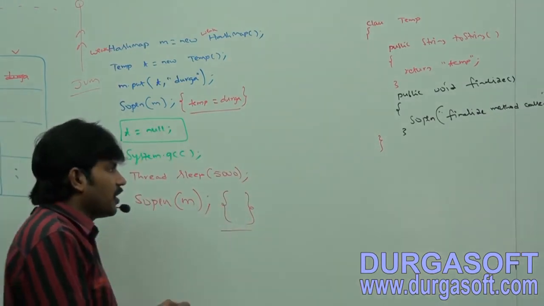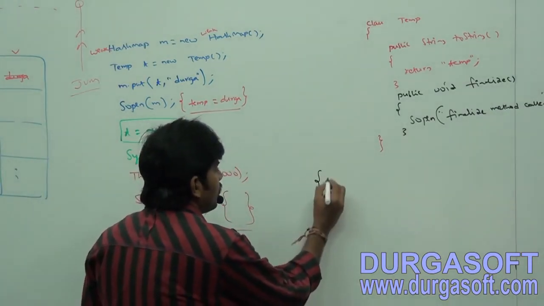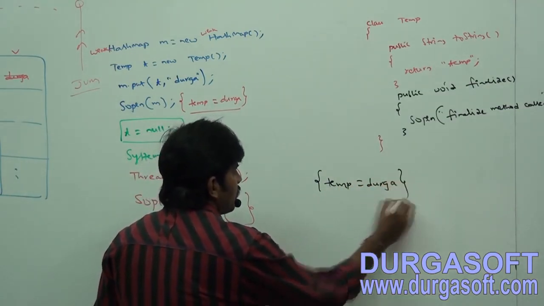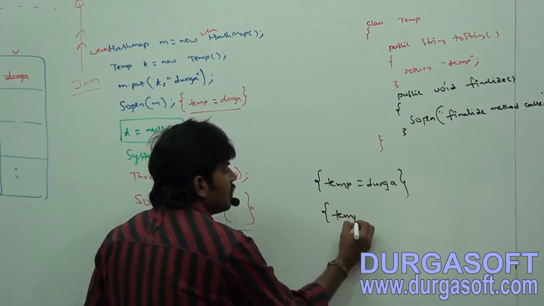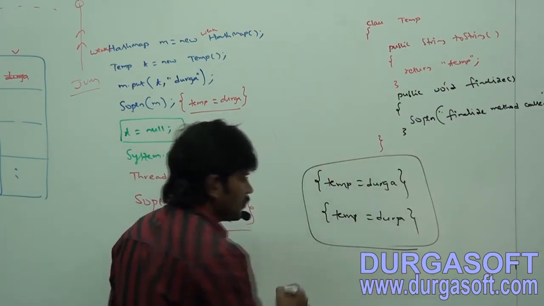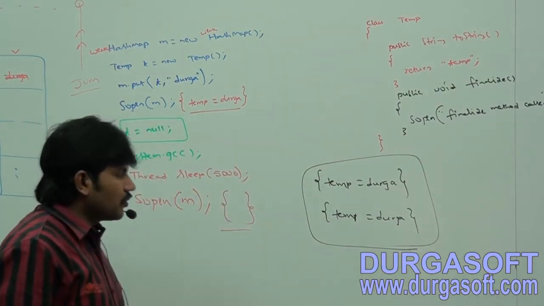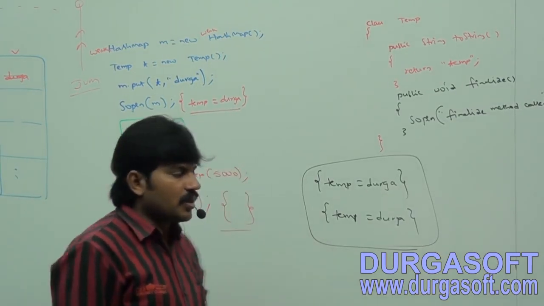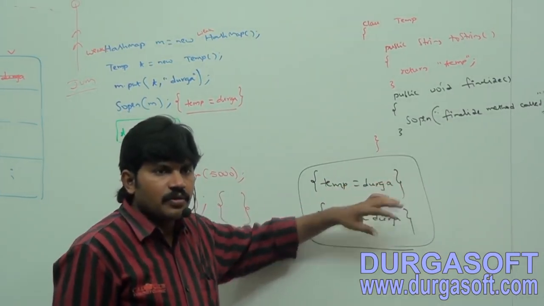Next, in this case, can I spell out what the output is? Temp is equal to Durga. Second time also, what is the answer? Temp is equal to Durga. Both the times temp is equal to Durga. Clear, right?